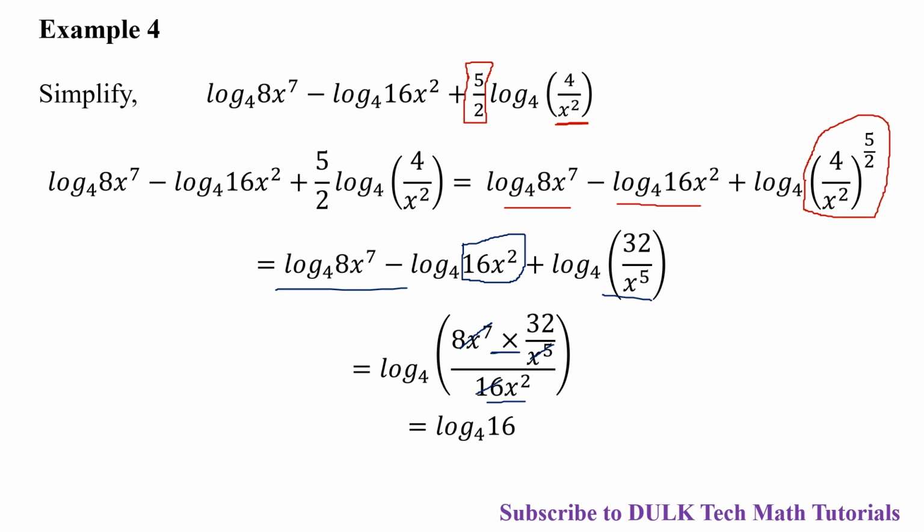Then 16 into 16 is 1. 16 into 32 is 2. Right, 2 by 8, we get 16. Then that x squared divided by this x squared, we get 1. So our answer is log 16 base 4. But we can simplify this one. Log 16 base 4, what's the power that we raise this base 4 to for us to get 16? It is 2. So the final answer is 2, like this.